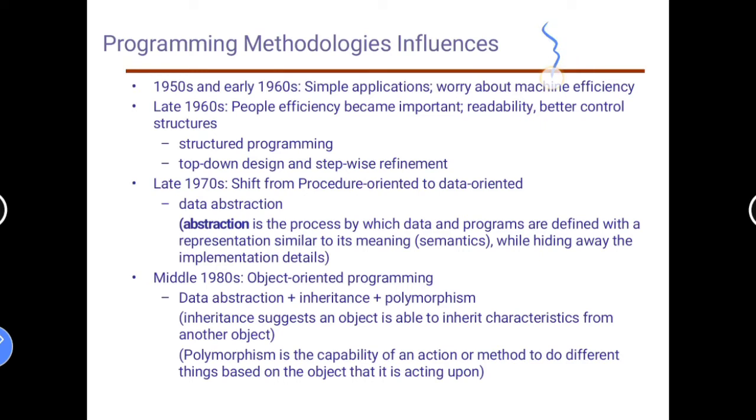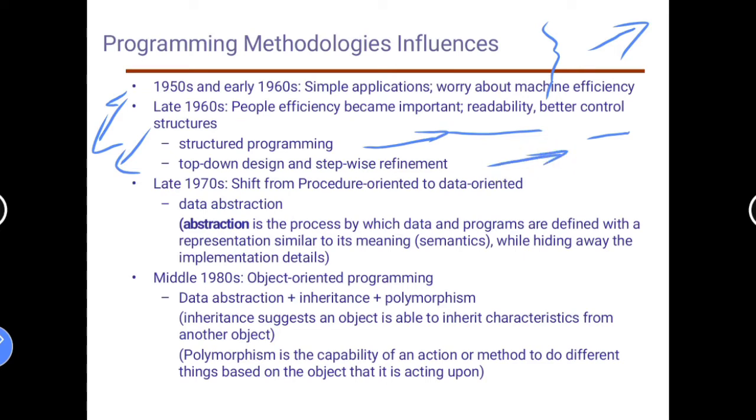So now how programming has been influenced from time to time. In our previous video we saw that in 1940 machine language was commonly used. Around 1950 symbolic language came into the picture, and after that high-level languages. From 1950 to 1960, simple applications worried about machine efficiency. At that time, whenever we developed software, our main concern was machine efficiency. In the late 1960s, people efficiency became important, readability became important, and better control structures became important. So structured programming came into the picture, with top-down design and stepwise refinement.